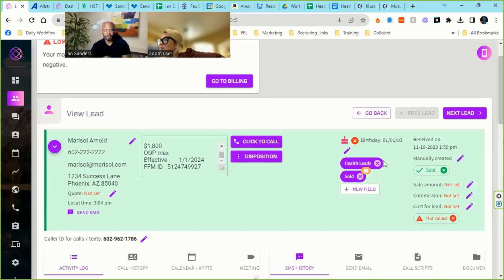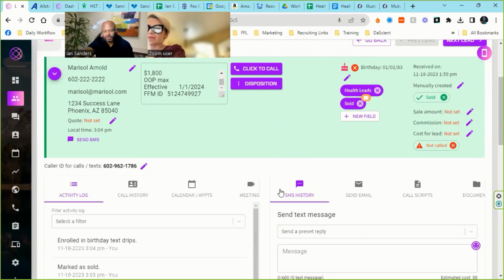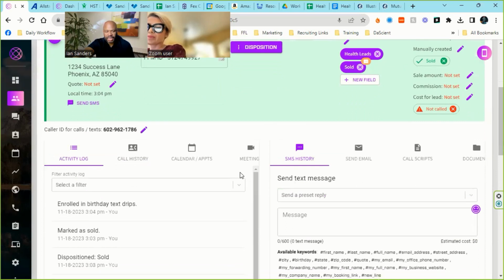So they're going to get another text message once I hit sold. This is the way mine's set up. In 2 weeks, they're going to get another text message asking if they got all of their information and if they have any referrals or anybody that they know that I could help as well. They're going to get another text on their birthday. And then if I choose to reach out to them in between that time, I can.